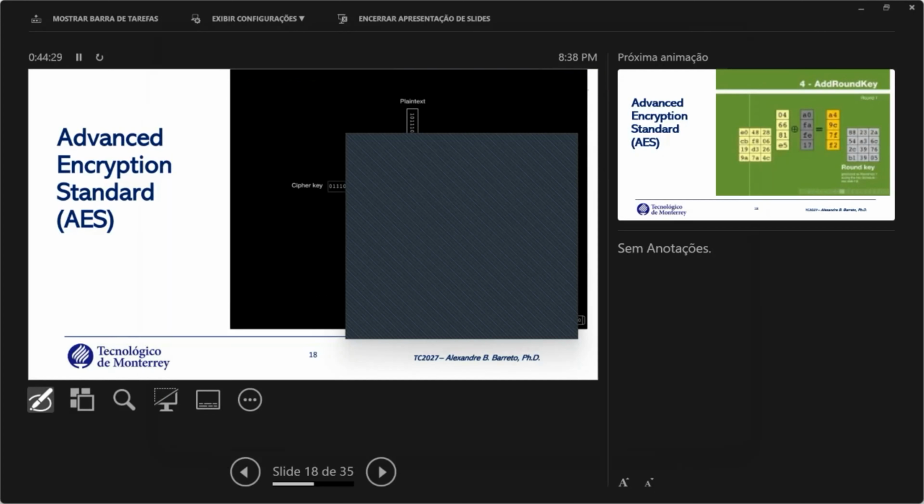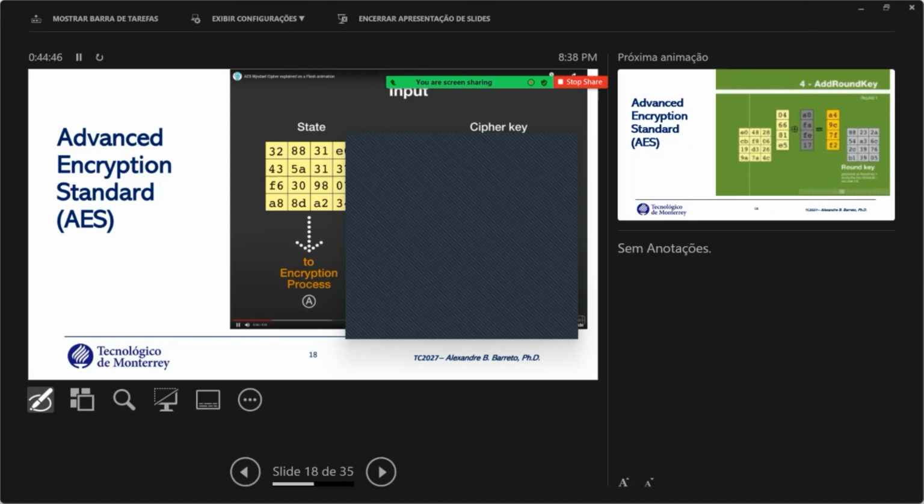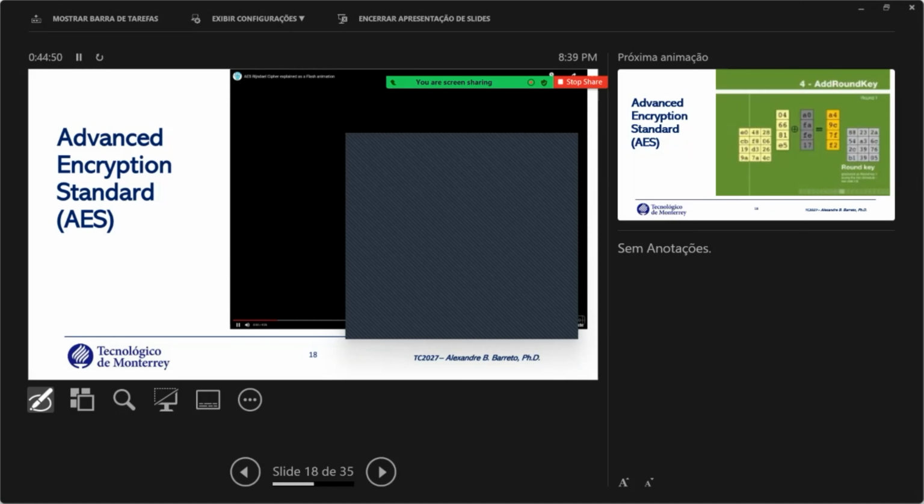And it's the encryption, and you start, it's the first operation. And in this state, you have the block size, the plain text message, and you use the same operation in the state and the cipher key. Now we will explain the encryption process.